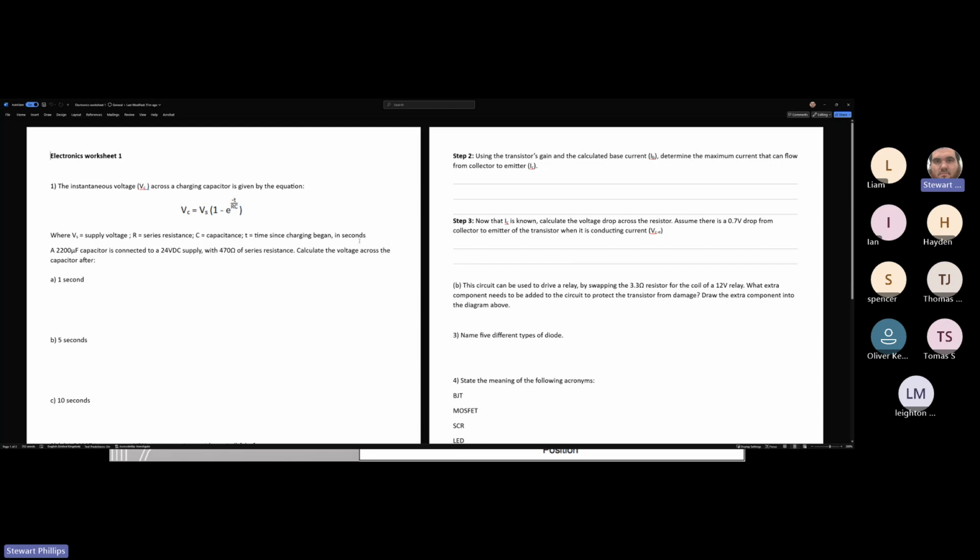So if we have a 2200 microfarad capacitor connected to a 24 volt DC supply with 470 ohms of series resistance, calculate the voltage across the capacitor after 1 second. So have a go at this calculation, take your time, and then we'll go through it.